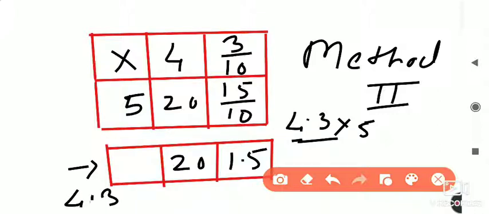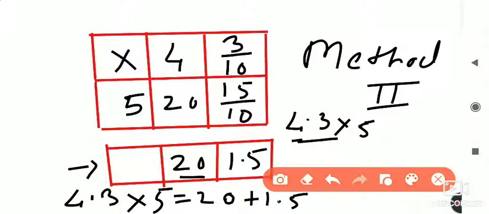4.3 into 5 is equal to 20 and 15, 1.5. This is 1.5. It's an addition I have to do, plus 1.5. Okay, so 20 plus 1.5. Whenever we are doing the addition, I also taught you how to do this.